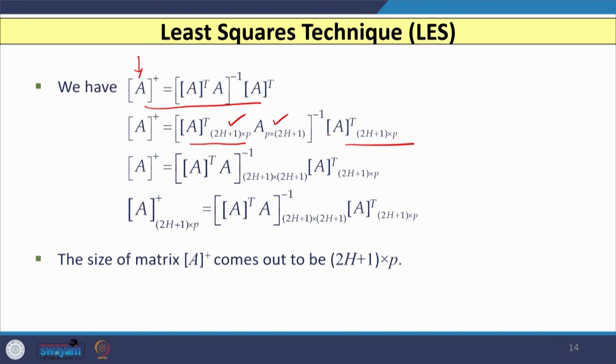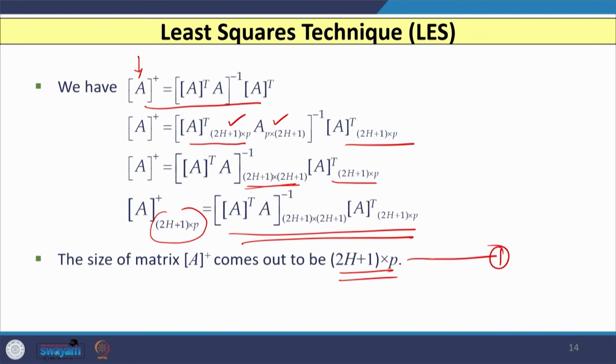If you combine these two, you see the size is 2h plus 1 into 2h plus 1, so your matrix becomes square, and then you have the A transpose. So, finally, the pseudo inverse of A, that is A plus, has the size 2h plus 1 into p, which is given by this expression. As I told you, the size of the pseudo inverse of A is 2h plus 1 into p. This is a really important equation which we need to remember.